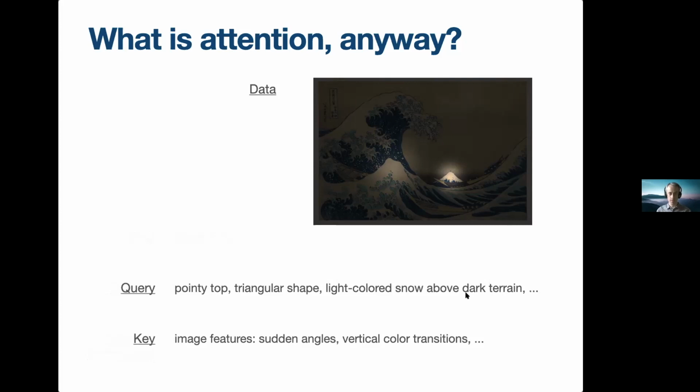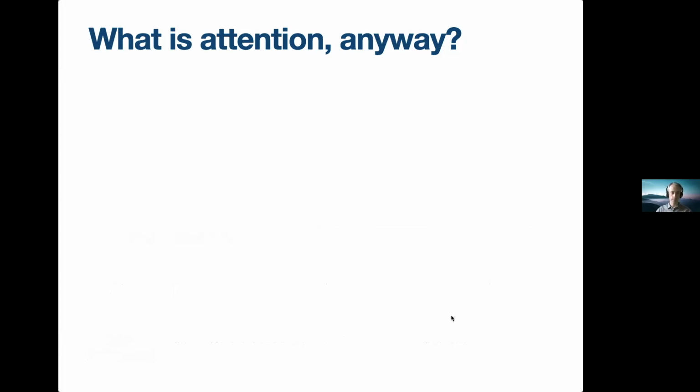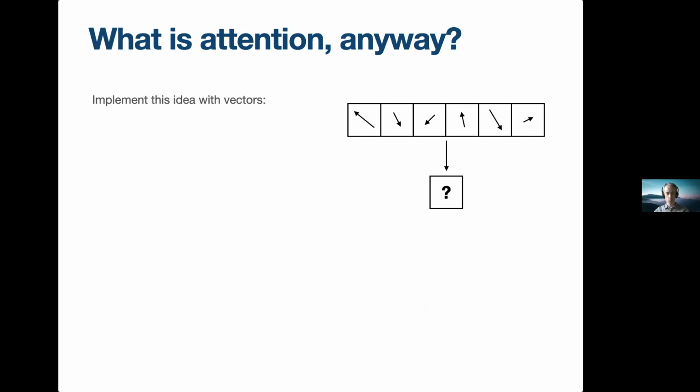Now, another way of describing these terms is the criteria, that is what we want to know, what we're looking for. And then we have what we compare it to, that's the key. That's what we use to determine relevance to the criteria. So here we have our query and our key. Now, so far I've only talked about images and sound. Neural networks require vectors. So how do we simulate this concept of attention with a collection of vectors?